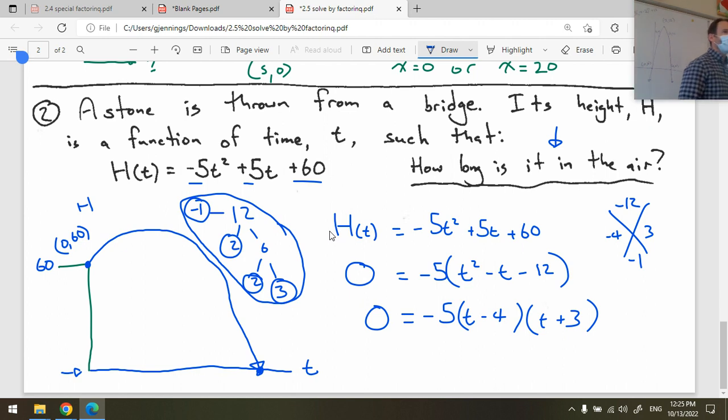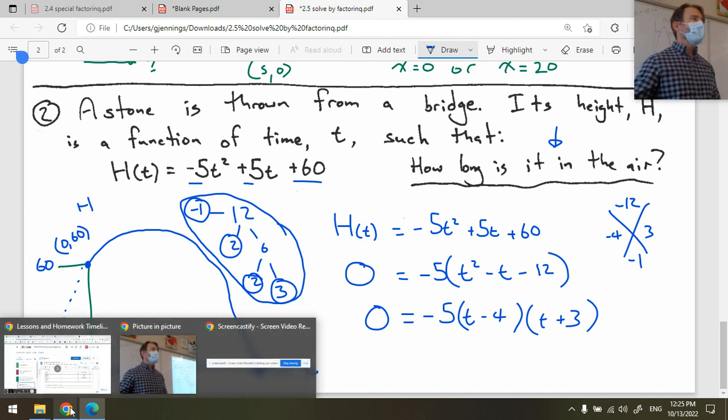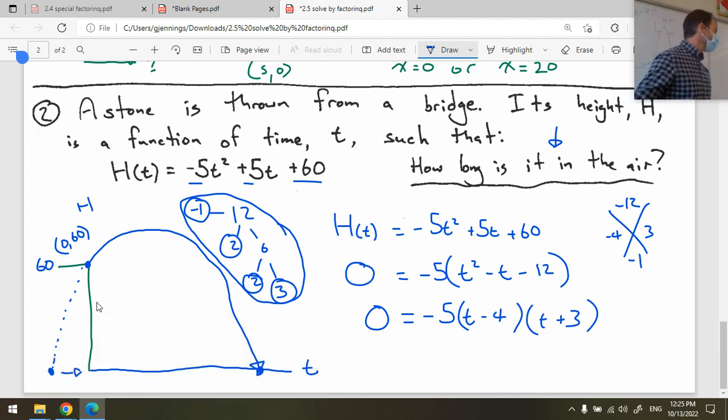Remember, t is time. Is that something that makes sense in this situation? That's the root that exists back here. That would be negative 3 back there. It's nonsense in this case. It was before the rock was thrown. You know what I mean? So the answer here is, therefore, the rock is in the air for 4 seconds.